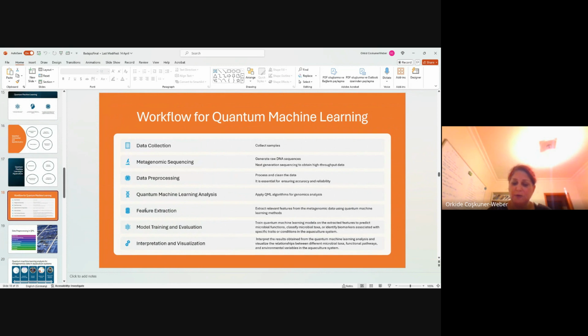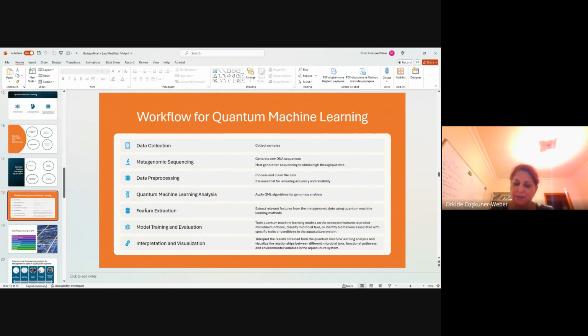The next step involves metagenomic sequencing. Performing metagenomic sequencing to generate raw DNA sequences from the collected samples is crucial. We utilize next-generation sequencing technologies to obtain high-throughput data that captures the genetic information of the microbial communities present in the aquaculture system.